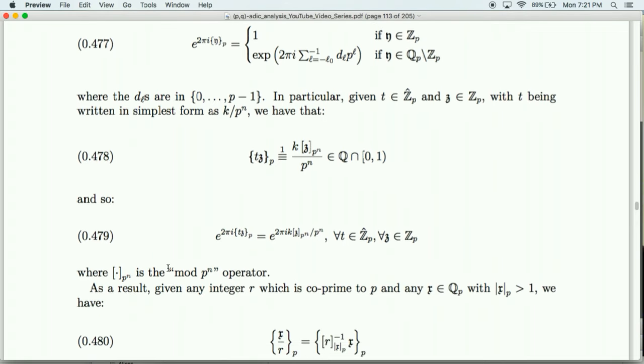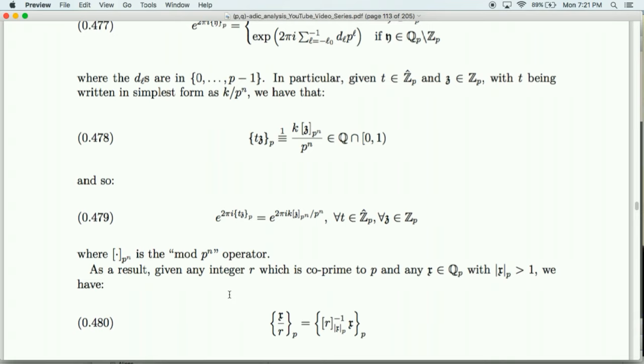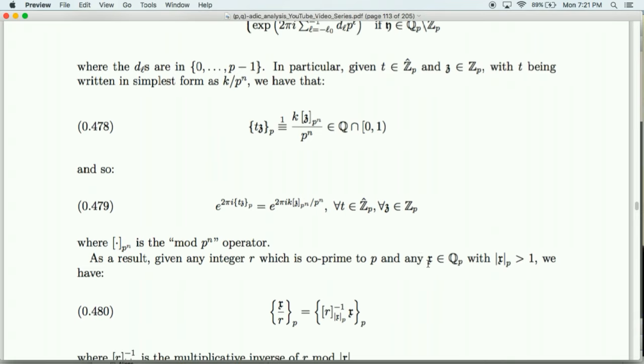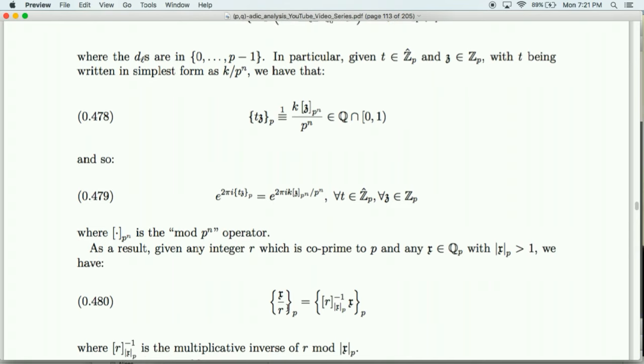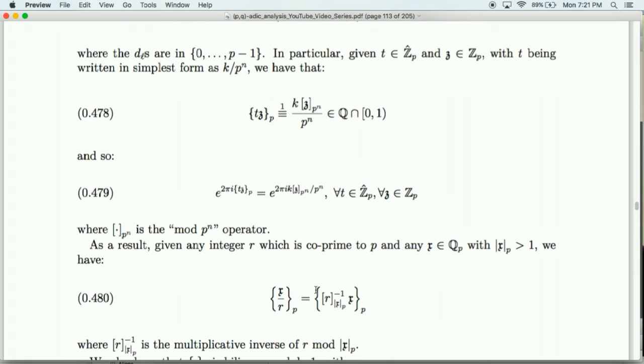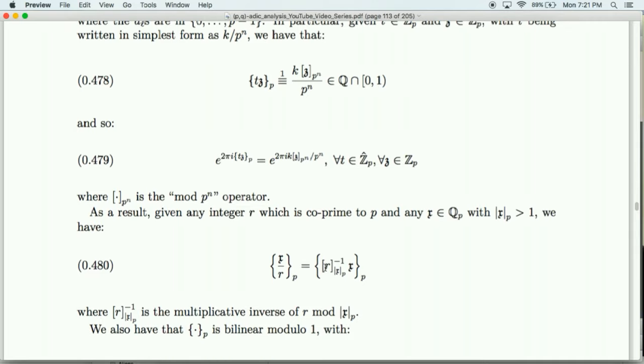As a result, again, just notation-wise, given any integer r which is co-prime to p, and given any p-adic rational number x such that x has a p-adic absolute value strictly greater than 1, meaning that x's denominator is a power of p, we have that the fractional part of x over r is the same thing as, well, what is this? The p-adic absolute value of x is going to be p to the n for some n. So we're going to find the value of r mod p to the n, and then there's going to be a unique integer between 0 and p to the n minus 1, which is a multiplicative inverse of r mod p to the n.